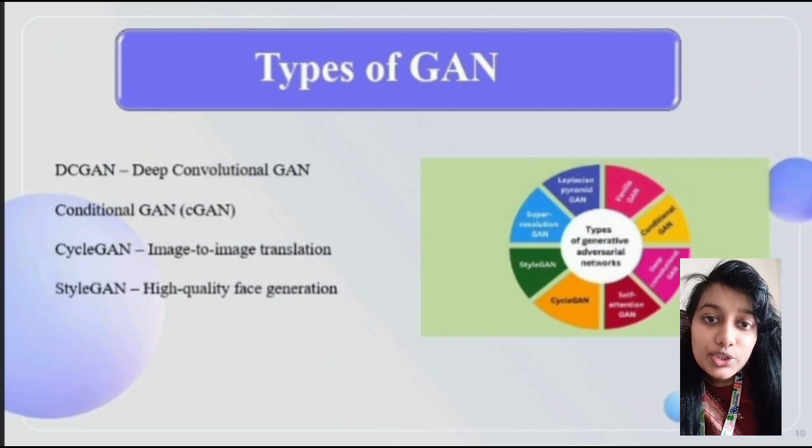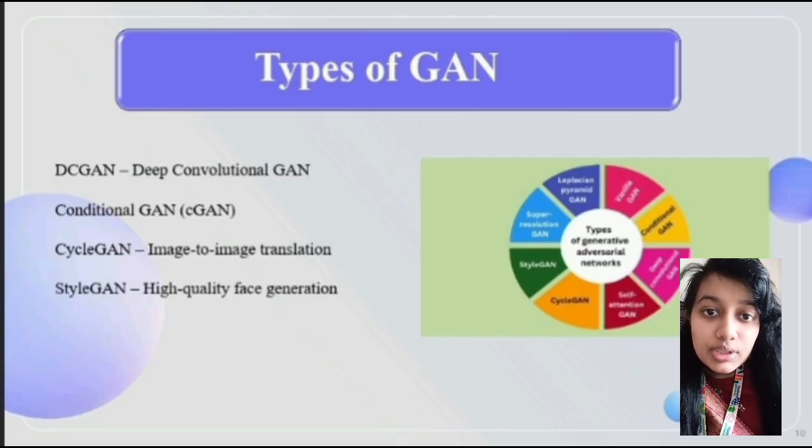For my presentation topic, I will talk about the types of generative adversarial network, also known as GAN. For the first part, I will talk about DCGAN, which stands for deep convolutional generative adversarial network. For the second part, conditional GAN or CGAN. For the third type, I am going to talk about CycleGAN, which is used for image-to-image translation. The fourth and final type is StyleGAN, which is used for high-quality face generation.